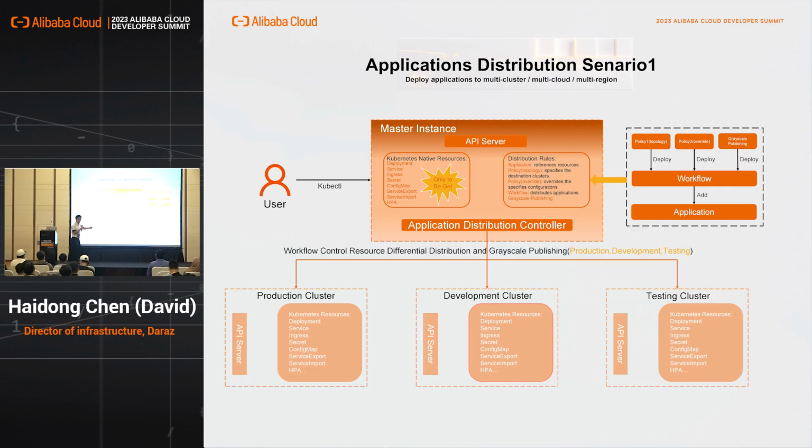So this is a sample use case. We have a test cluster, production and development cluster with ACK One. With one click and one code repository, you will be capable of managing the 3 clusters in different regions, in different areas in Alibaba Cloud. This is just Alibaba Cloud.